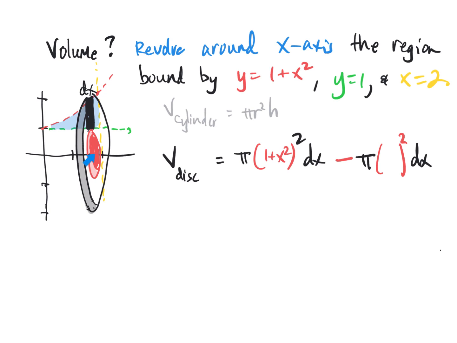What's the radius of the hole? Well, the blue region defines our rectangle. So depending on where the blue region is, the upper bound was that red curve, but the lower bound is always this green line, which is when y is equal to 1. So the radius of that red disk always is 1.